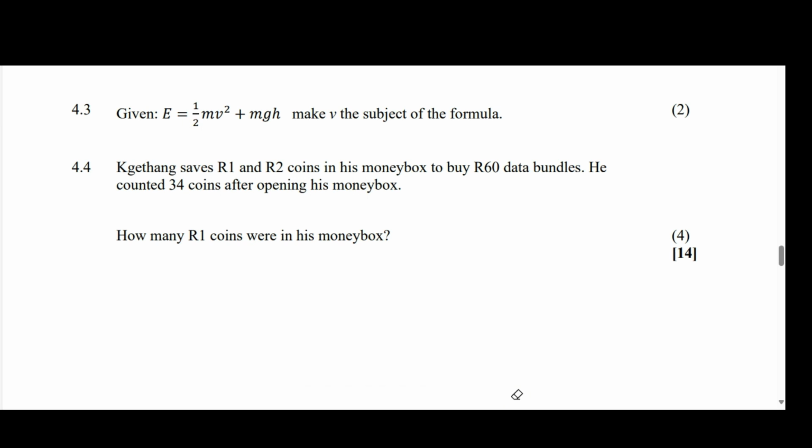Hi everyone, in this video I'm going to continue working through the grade 10 term 1 test. I'm going to be finishing up question 4. So in 4.3 we are given this equation and we are told to make v the subject of the formula. So what that means is we want to have v on one side and everything else on the other side.